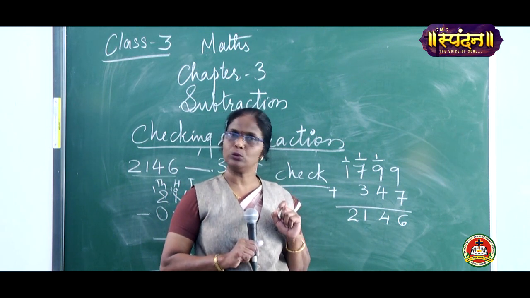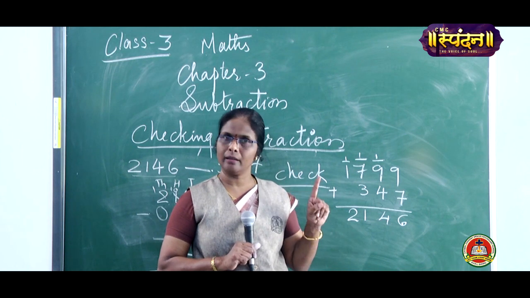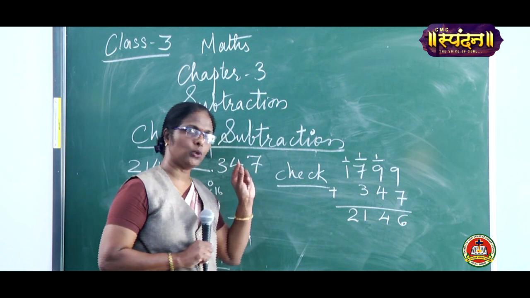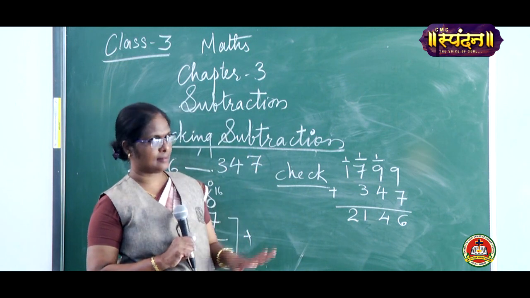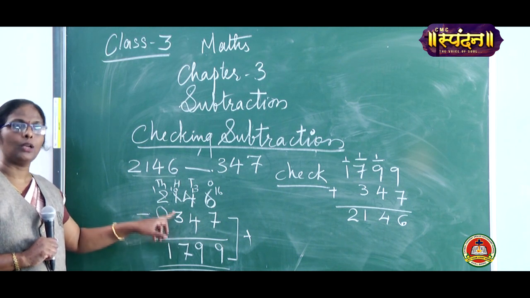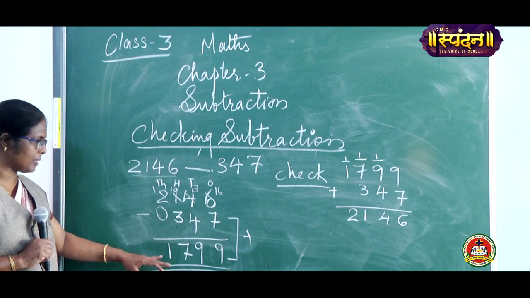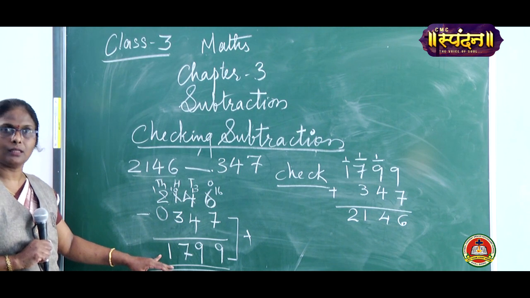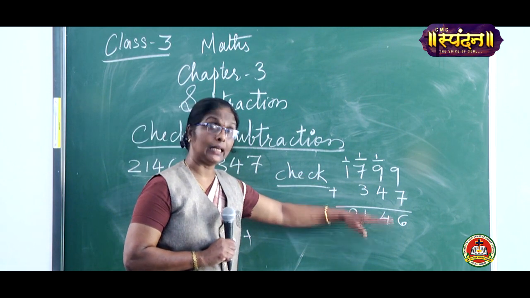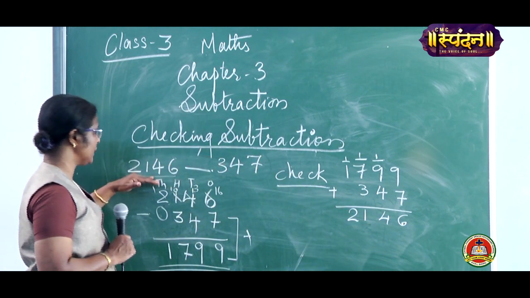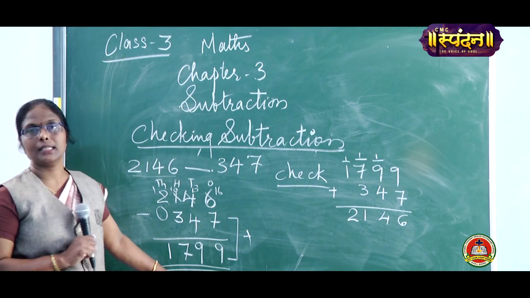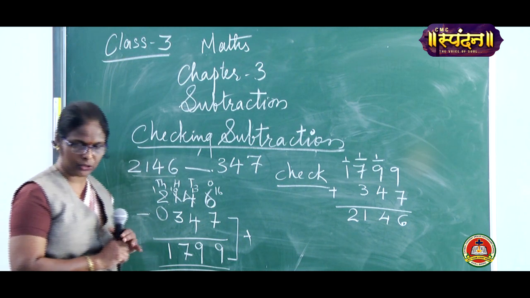Now the second part of the question was that after subtraction you have to check the answer. As I told you, to check the answer you have to add the subtrahend and the difference. That means you add the smaller number and the answer that you have got. Which was the smaller number here? 347. You have to add 347 and 1799. If the answer you get is the same as the minuend, the bigger number, that means your subtraction is correct. I hope you have understood this.